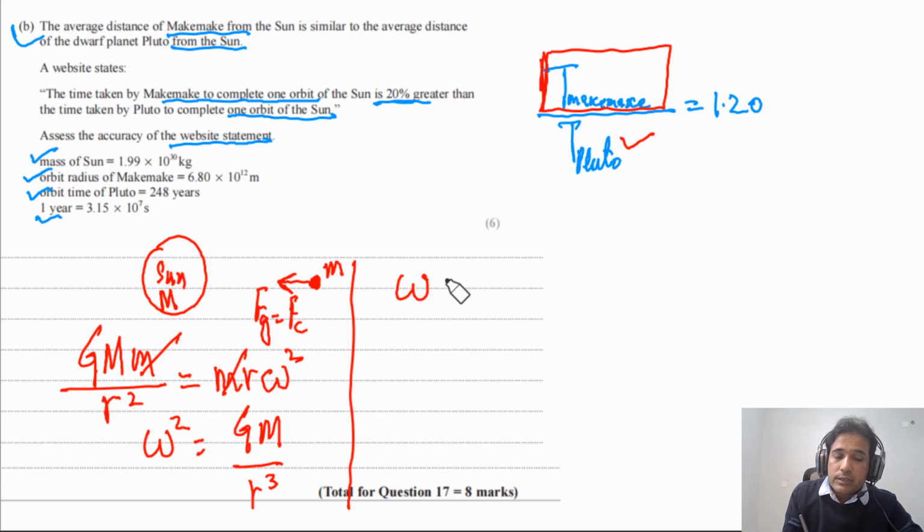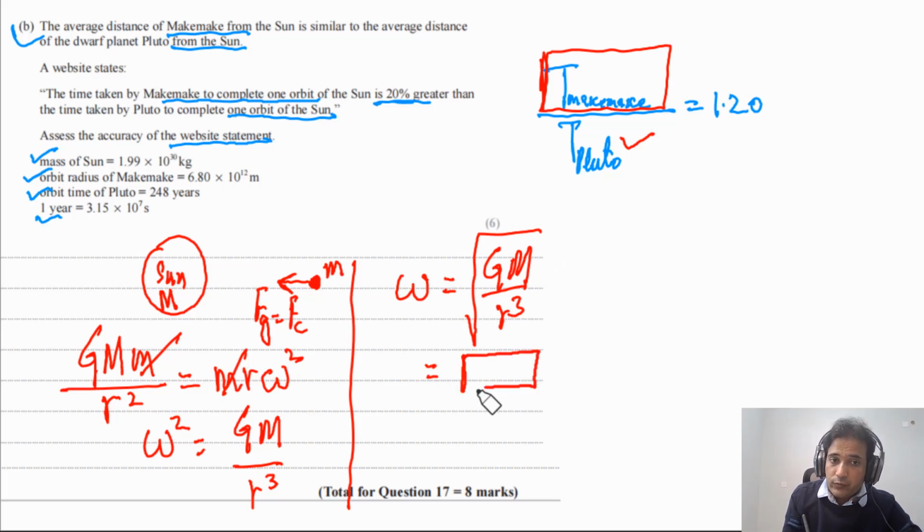So here we can write down, omega squared will be G M divided by r cubed. If we take the square root of this, we can find out the value of omega. And when we have the value of omega, then we can find out the time period, because omega is equal to 2 pi over T. So from here we can find out the value of T. So this is how you need to approach.